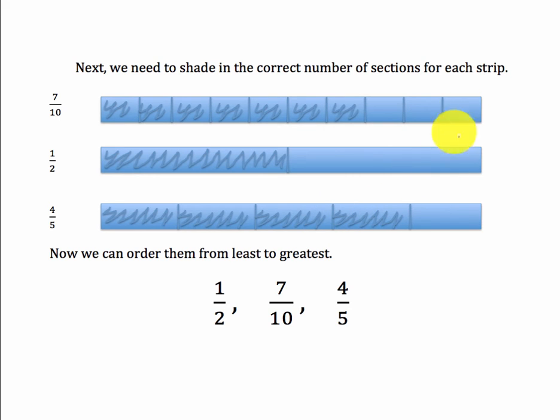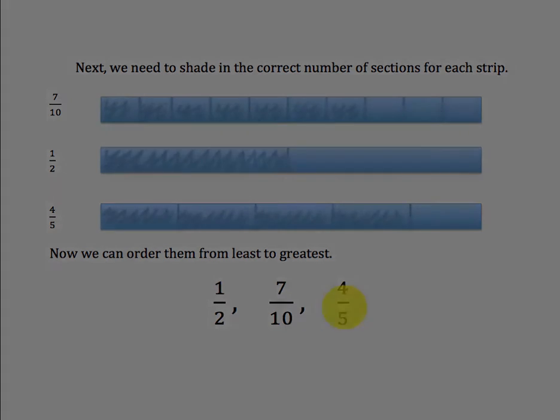Now when they're lined up like this, we can see which one is the smallest or the least, and that will be this one, 1/2. The middle one will be 7/10, and then the largest fraction is 4/5. So in order from least to greatest: 1/2, 7/10, 4/5.